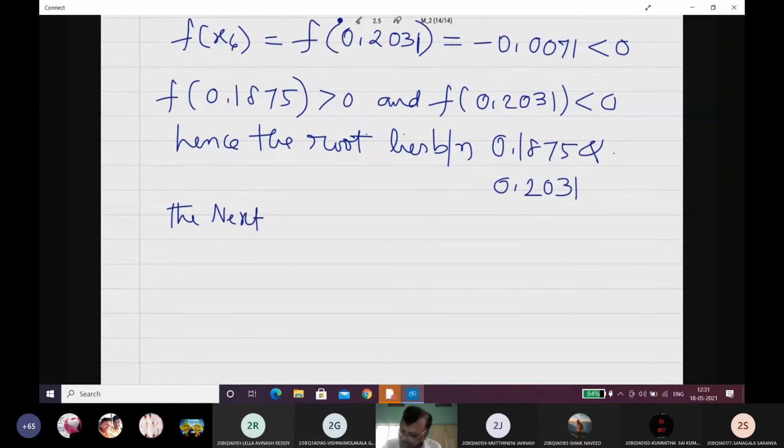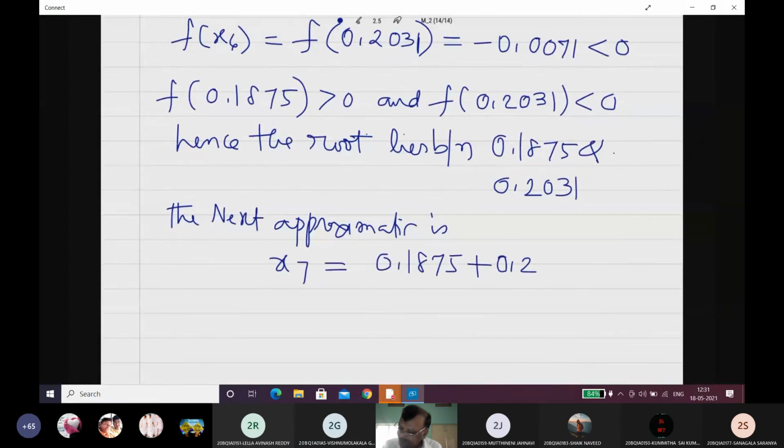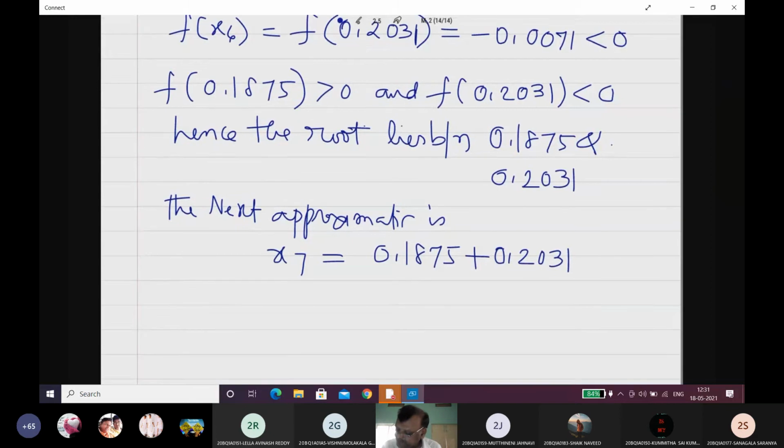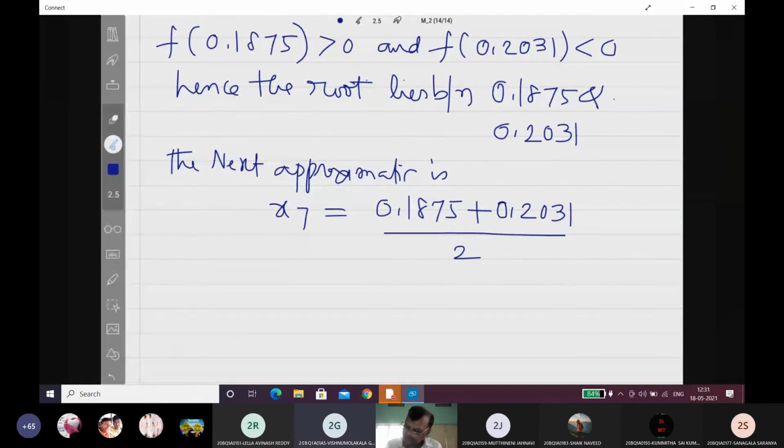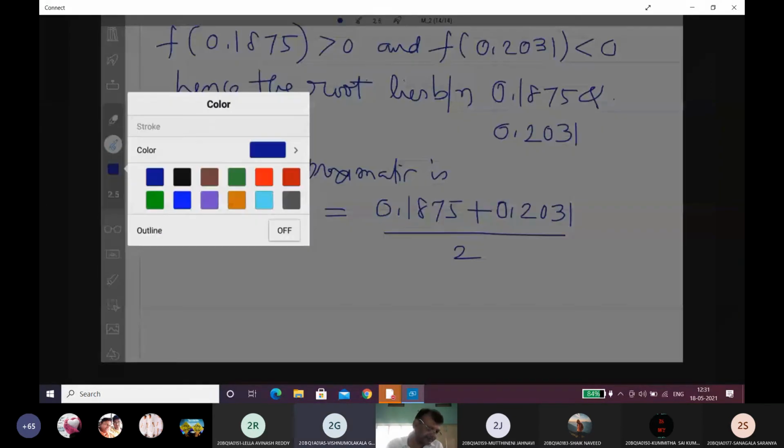the seventh, x7. x7 is equal to 0.1875 plus 0.2031 by 2. What is its value? x7.